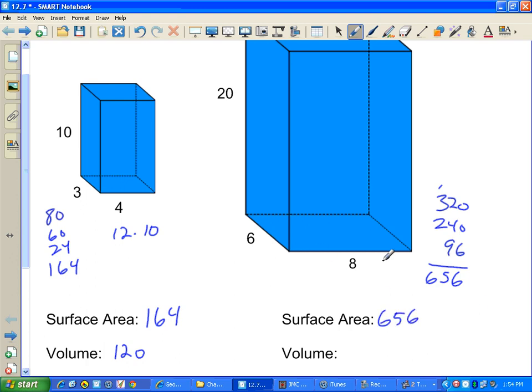For volume, I'm going to have 48 times 20. So times 10 would be 480, times 2 would be 960.